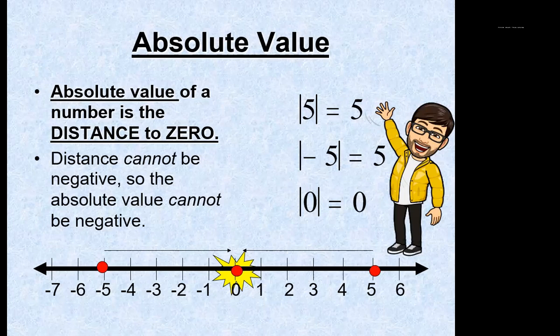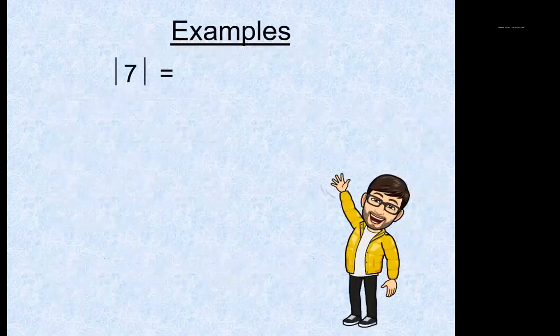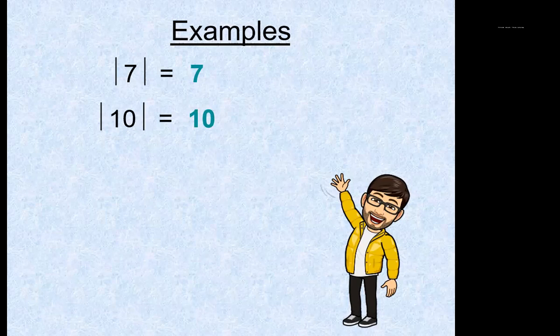Mapapansin natin lahat positive yung sagot for the absolute value. Okay? Let's have example. How about for absolute value of 7? The answer is 7. Very good. How about for the absolute value of negative 10? The answer is 10. Sorry. Sabi natin, walang sagot na negative, lahat positive. So, di ba? Ang galing nyo.